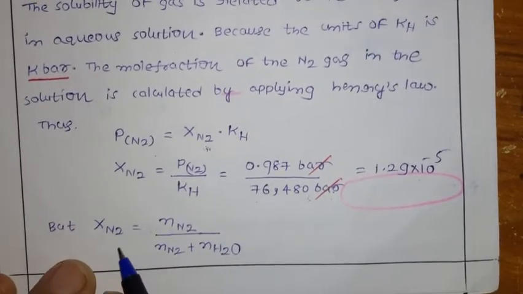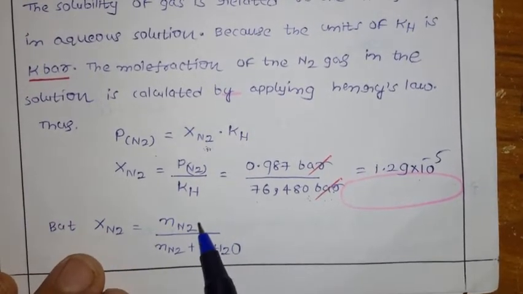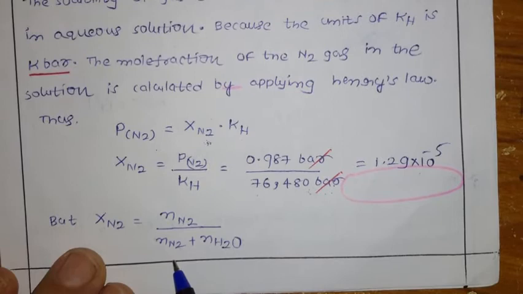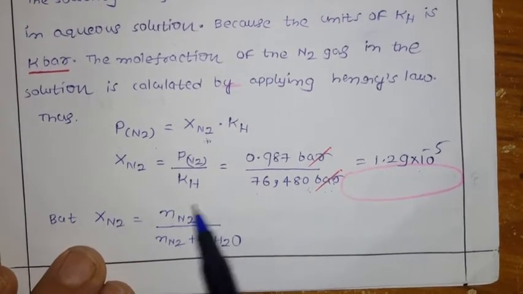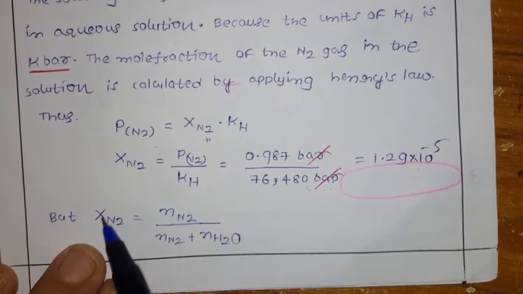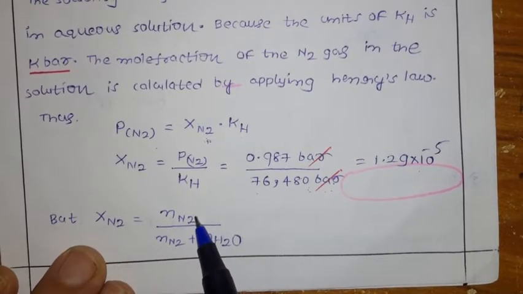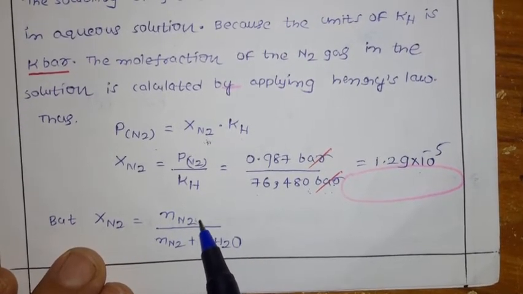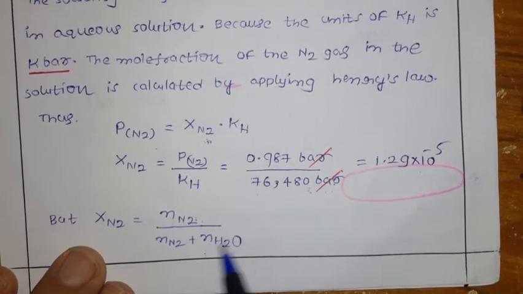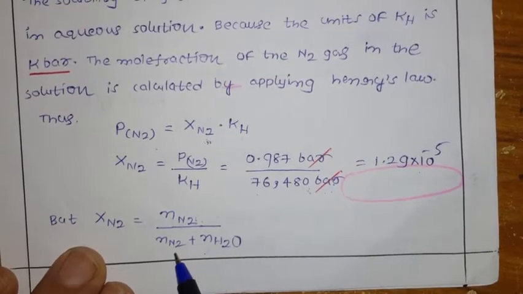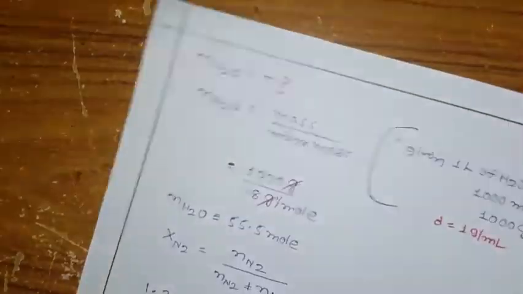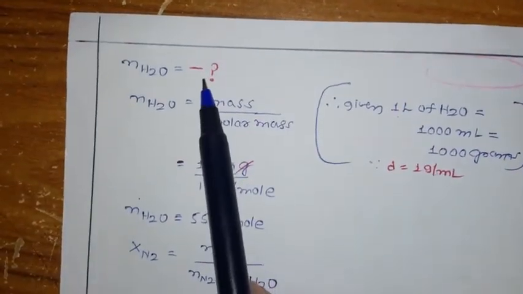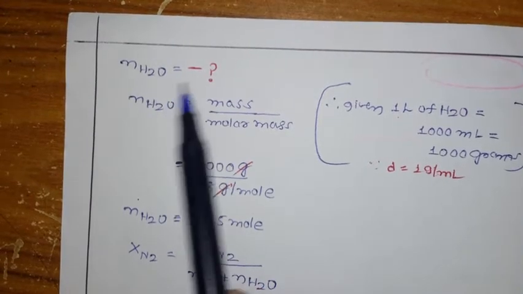Now already you know very well, mole fraction of nitrogen means number of moles of nitrogen divided by the number of moles of nitrogen plus the number of moles of water. Okay, this is the formula we already discussed. So in the numerator, number of moles of nitrogen should be there, divided by the total number of components, so we have nitrogen and water. Now next, do we have the number of moles of water? That isn't given.